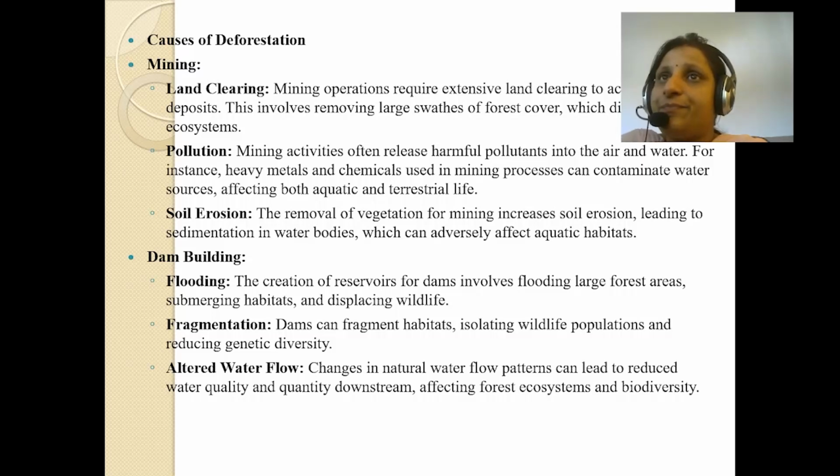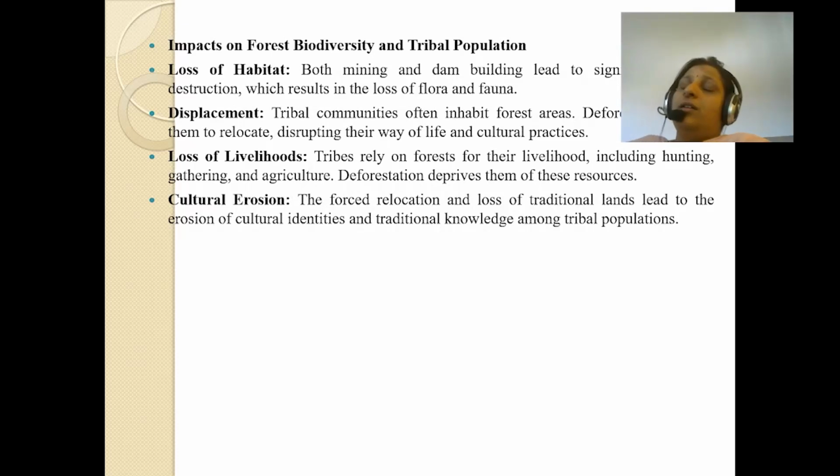Students, that's how dam building works. The causes of deforestation are mining and dam building, which adversely affect the environment. Impact on forest diversity and tribal population. Both mining and dam building lead to significant habitat destruction, which results in the loss of flora and fauna.